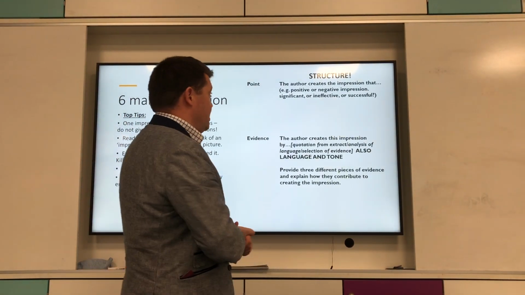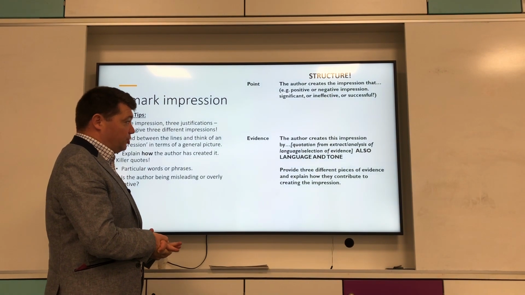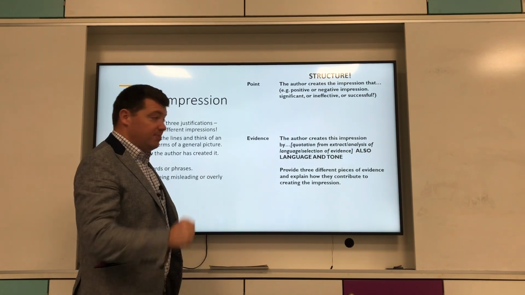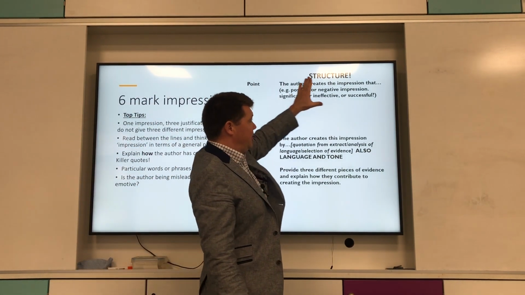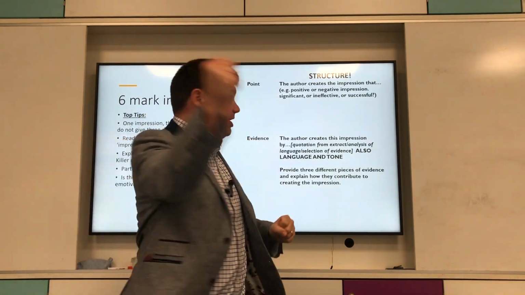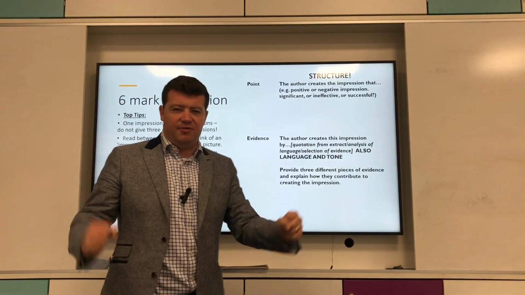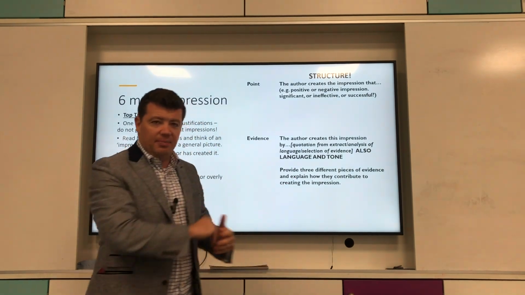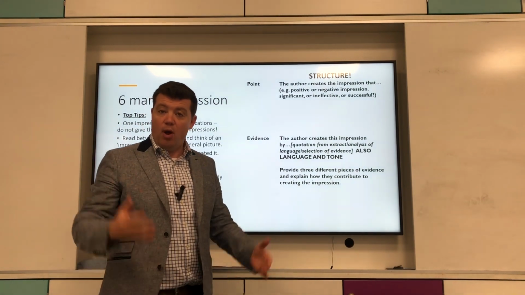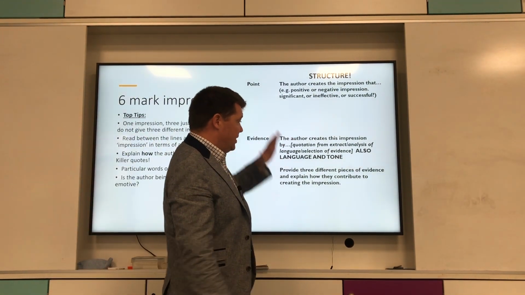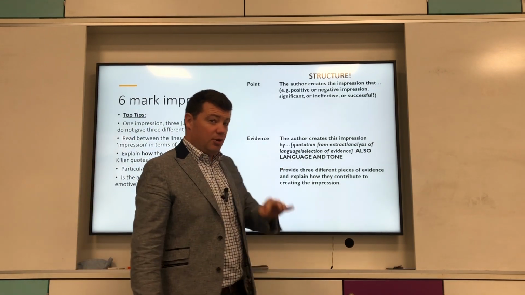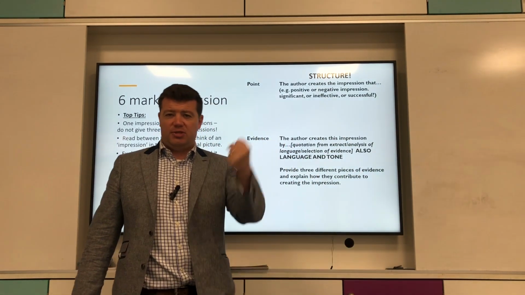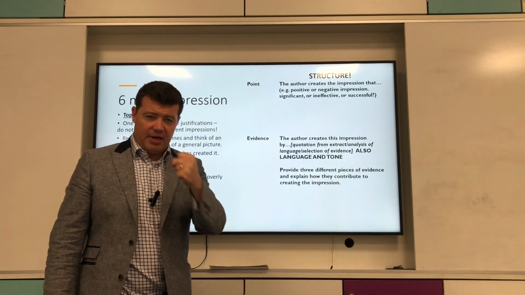Starting with the 6-mark impression question, let's first of all look at structure. As I say, it's a short question, just get going. All you need to do is make 1 point and provide 3 bits of evidence for it. So make your point. The author creates the impression that, and use terms like positive or negative, ineffective, successful, significant, or whatever. You should be able to tell from reading it what the impression is. So just say, the impression of this source is a negative one about this topic. Why? And this is where you provide your evidence. Give us some direct quotes. Don't forget language and tone. Even if you can't find a quote, you can get tone. You can get language from this. What does positive or negative language look like? Take a look at that.